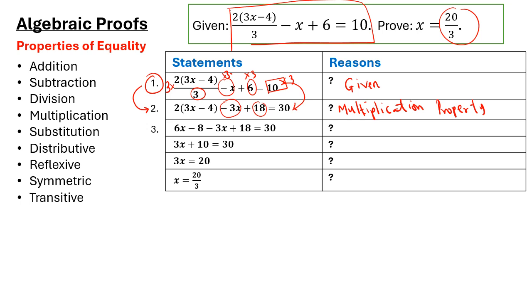All right, moving forward to step number 3, we're going to see what is going on here. In step number 2, we had 2 times the parentheses (3x minus 4). But when we move to step number 3, we do not have parentheses anymore, meaning that they have used the distributive property. So that's 2 times 3x is 6x. You can see that. And 2 times negative 4 is negative 8. And they kept everything else the same. So we can say that the property used here is the distributive property.